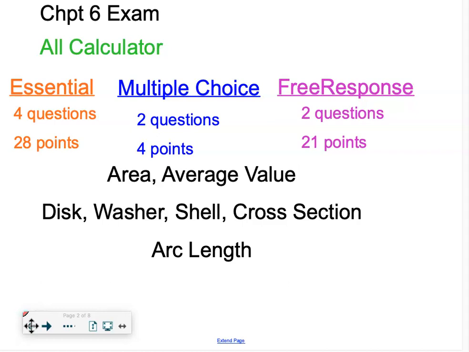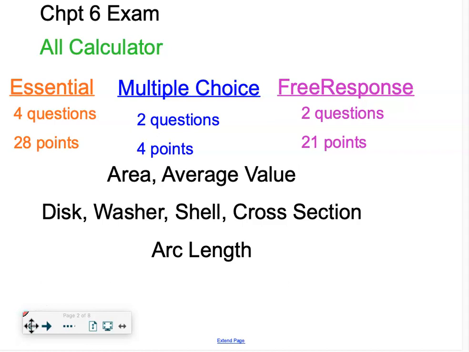So the retakeable part, more than half of the points on the test are in the retakeable part. Even though it's only 4 questions, one of them has multiple parts. It's one of those like A, B, C, D, E kind of a thing. So it's really more like 10 questions, right? It's just numbered 1 through 4, but one has a whole bunch of parts. Okay. So anyway, that's your essential part.